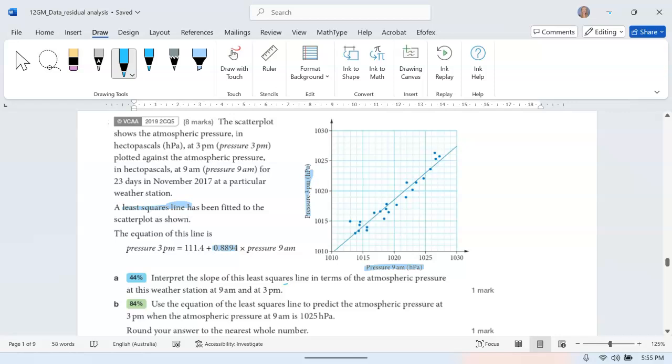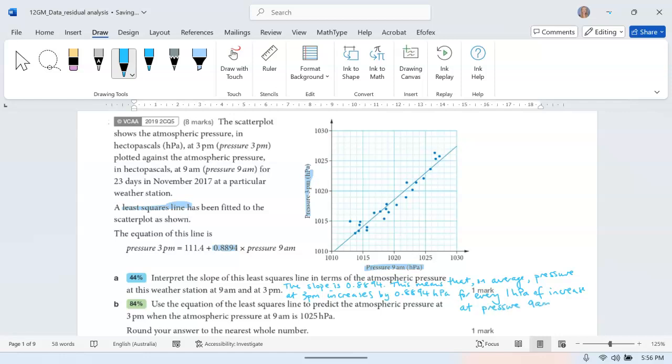So the slope is 0.8894. This means that on average, the Y variable, so pressure at 3 p.m., increases, because it's positive, by 0.8894, whatever the units are, so HPA, for every 1 HPA, so 1 unit of increase at pressure 9 a.m.